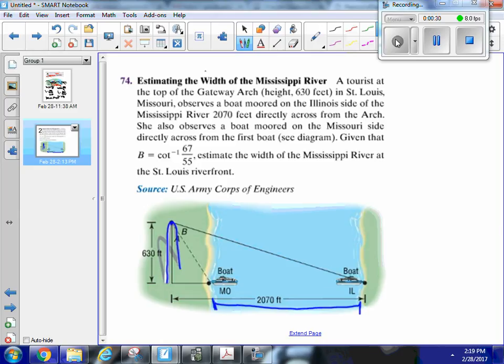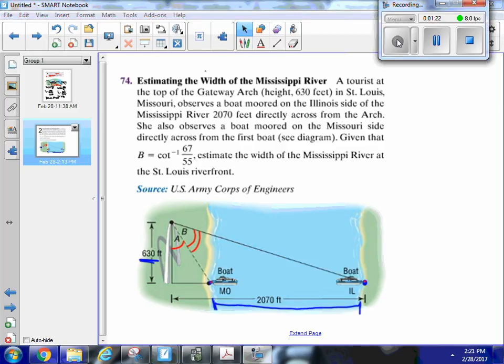I'm standing on top of the arch, and I can see a boat moored right here. The height of the arch is 630 feet, and I can actually see two boats. I can see one boat right here, and then another boat over here. So I'm just going to erase where I drew in the arch, because if I'm standing on top of the arch, I have one angle right here, my angle of depression down to this boat over here on the Missouri side, and I have another angle over here, angle B, which combined with angle A is the angle of depression over here to this boat on the Illinois side.